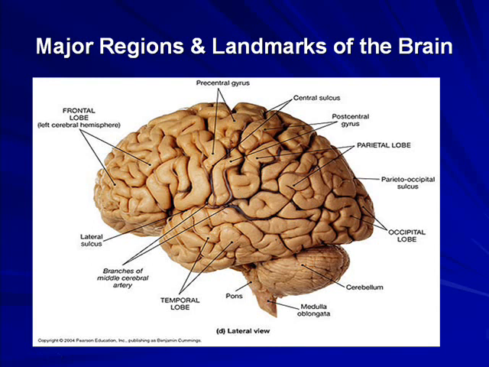We'll go ahead and start with the nervous system, starting with the brain. This is a gross anatomical view of the brain. You should be able to identify the frontal lobe, the temporal lobe, the occipital lobe, and the parietal lobe. You should also be able to identify the cerebellum, the medulla oblongata, and the location of the pons. Those are major structures that you should be able to identify on the brain.